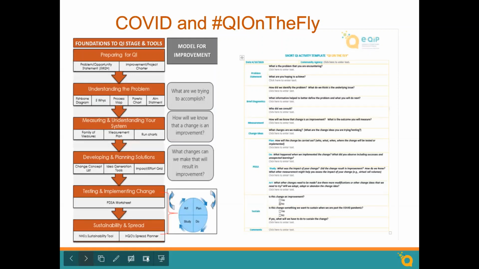Perfect. This will be familiar to some of you and maybe not so much for others. On the left, we have our model for improvement. This is what we use as a basis for quality improvement work. And on the right, we have our recently developed QI on the Fly template. This is something that we developed with COVID-19 to help capture the quick QI work that we know is taking place. I'll be sending out a copy of this template after the meeting is over, very likely tomorrow, with the link to the recording of the session.